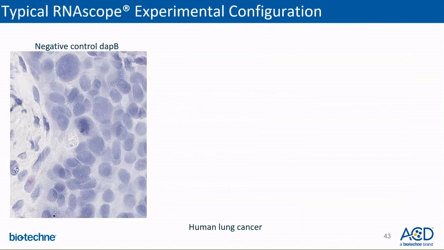Here is a typical example of an RNAscope experiment. We used serial sections from a human lung cancer sample and ran a manual chromogenic red assay. What you're seeing is the DapB negative control image. As mentioned earlier, this probe is from a soil bacterium and therefore gives the expected clean background in the human lung cancer sample.